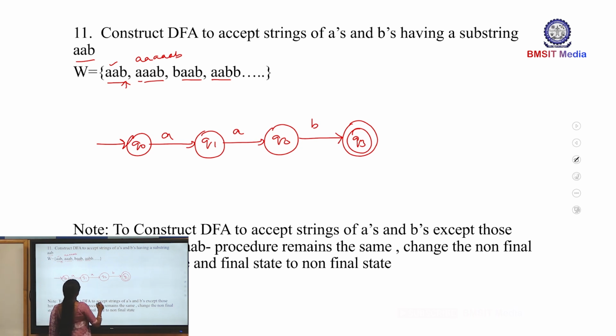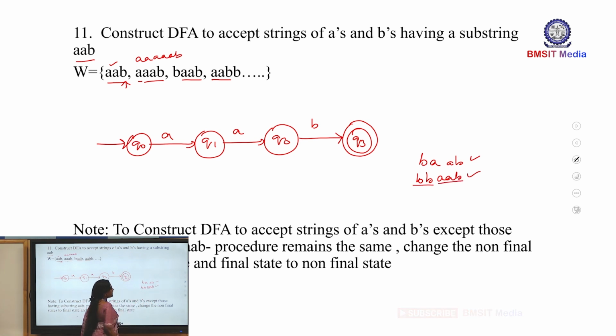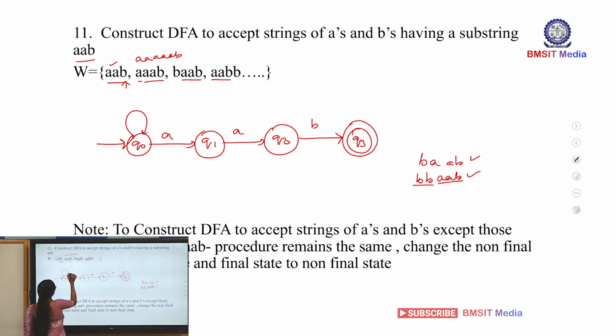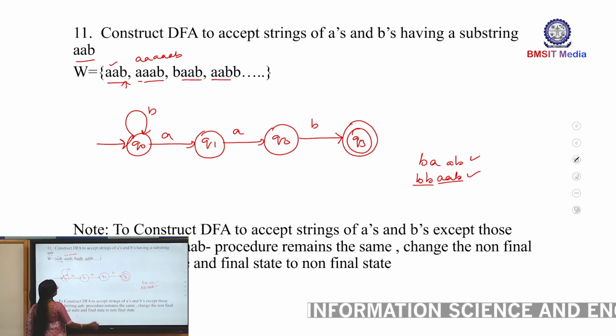Now the condition would be that initially, before I can start, if I see a B followed by A, this string is a valid one. It should be accepted. Similarly, 2 B's followed by A should also be accepted, and so on, any number of B's followed by A. So what I can do is, I can have a loop here. So this satisfies all the conditions here. B followed by A, and then any number of B's followed by A, is satisfied.